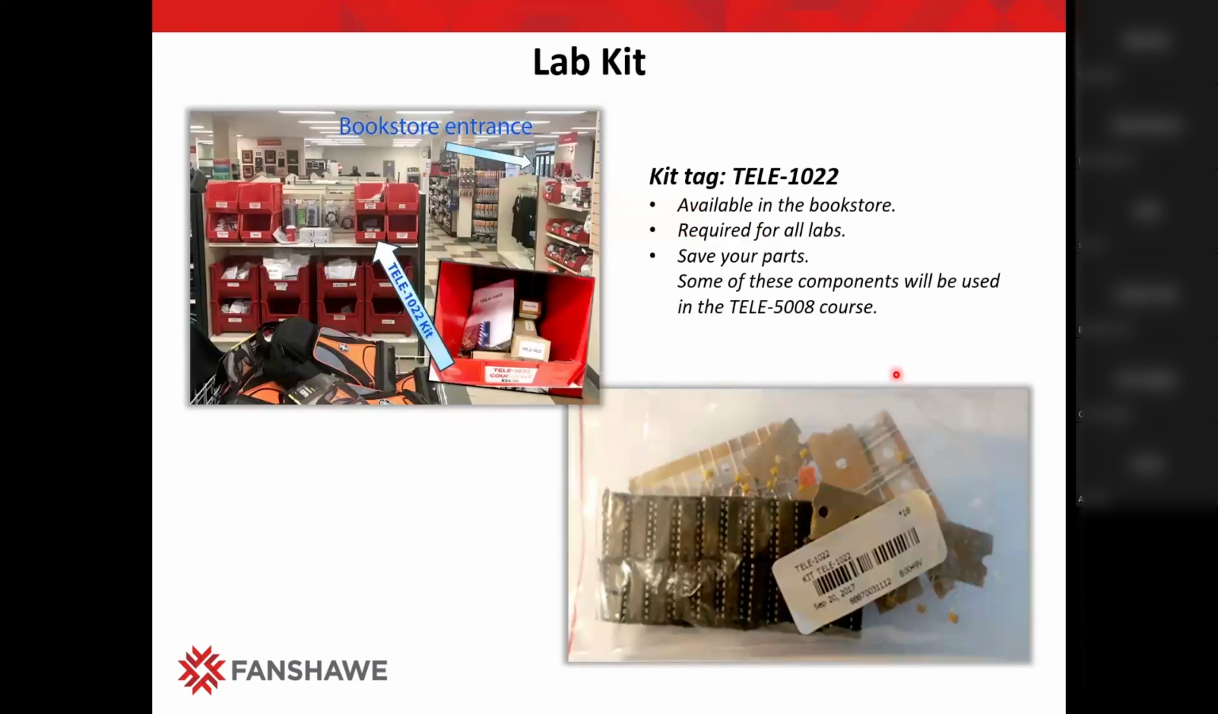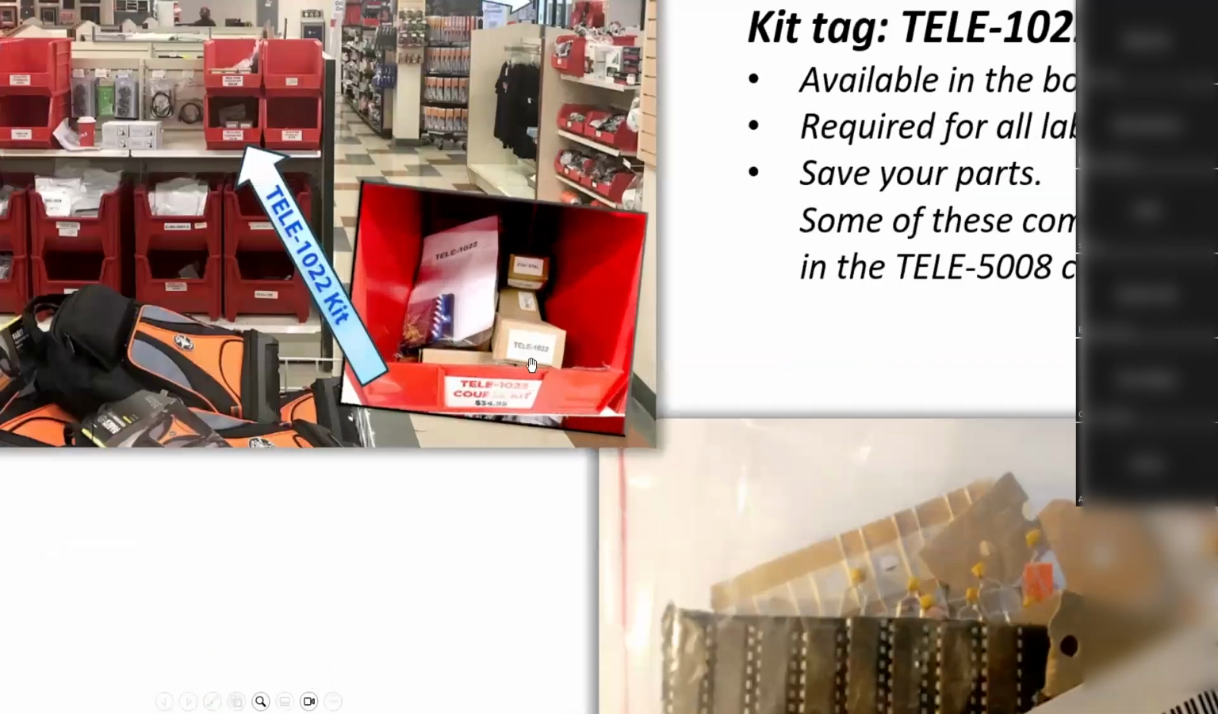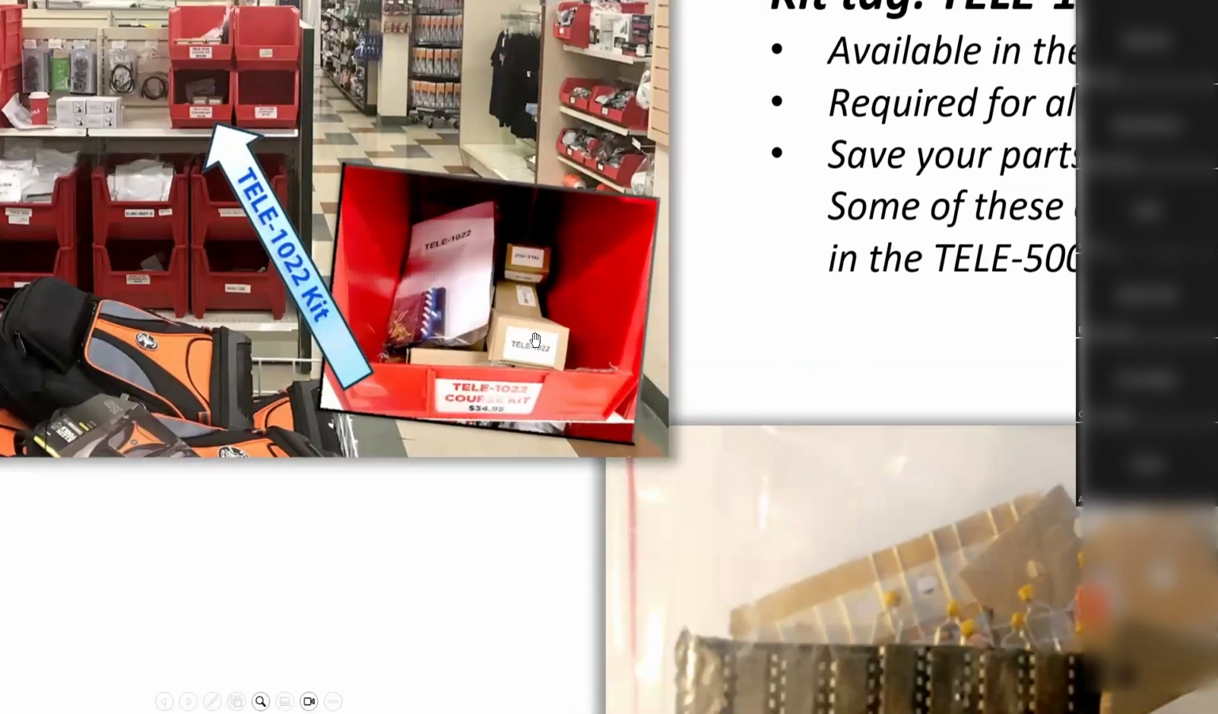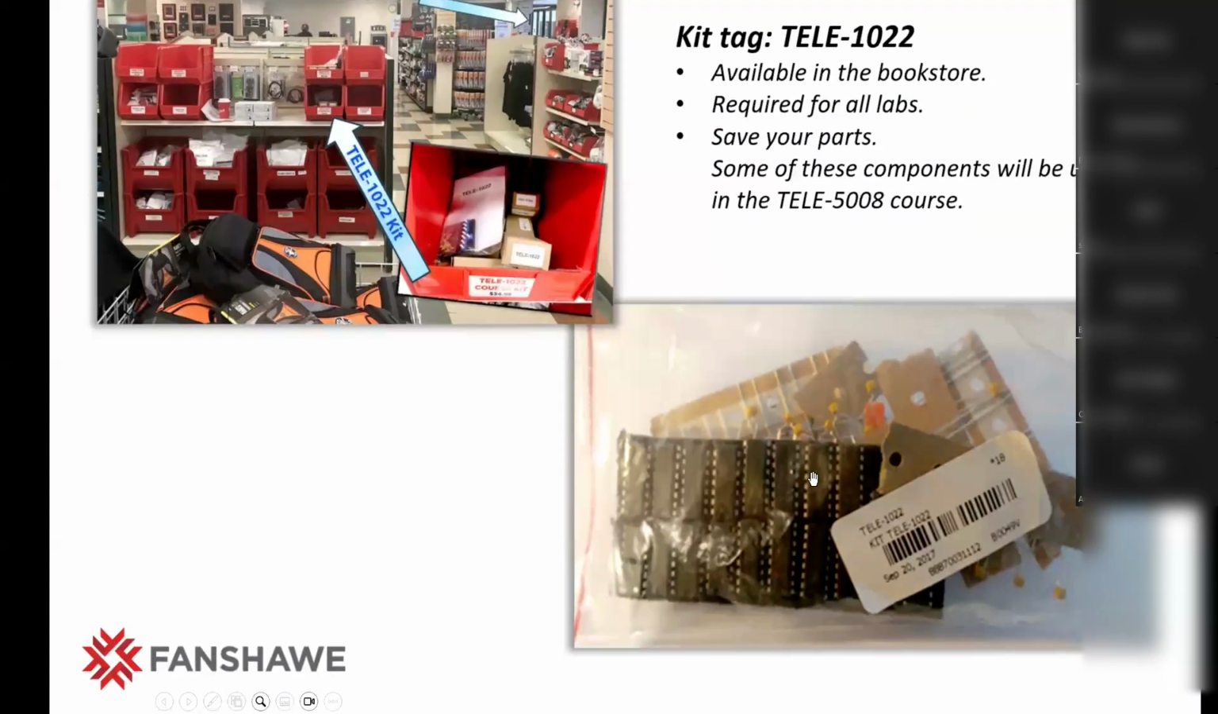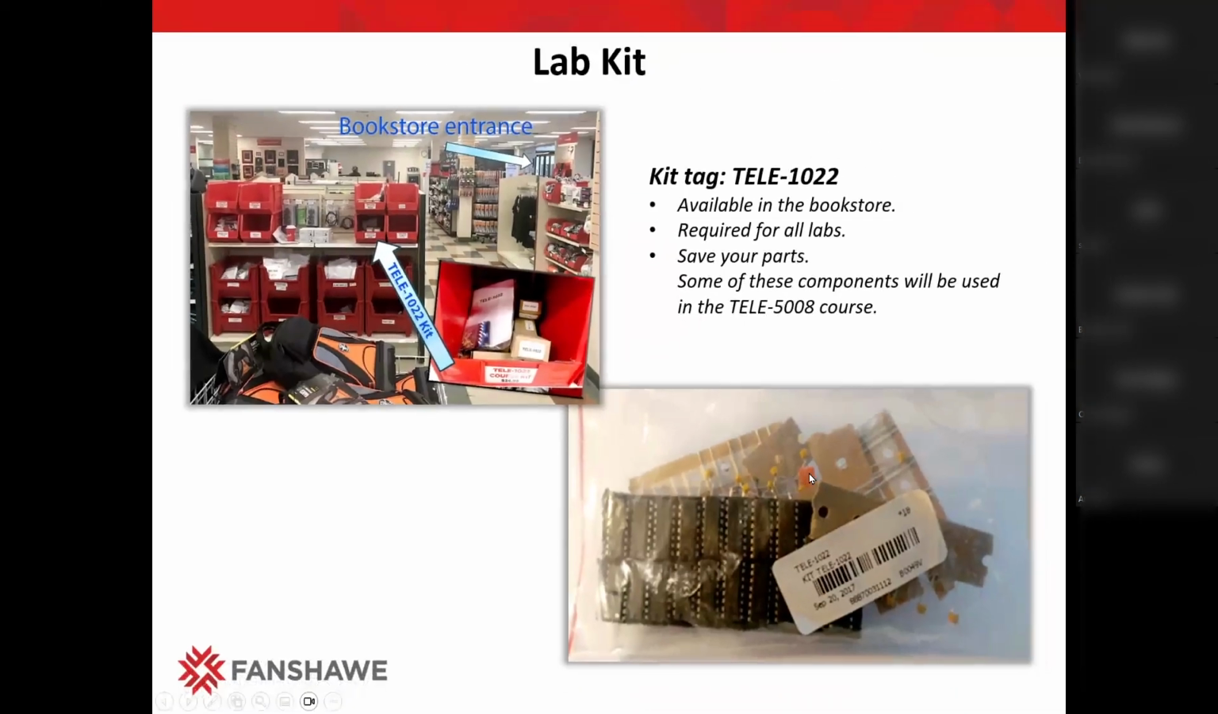Lab kit. I just took some pictures of the bookstore. Here's the entrance of the bookstore. If you go over here, that's where our kits are, and they look like this. See that? Some of them are in a bag, and some of them are in cardboard boxes. They are the same thing. It's just different packaging. And that's what the kit looks like. All right.